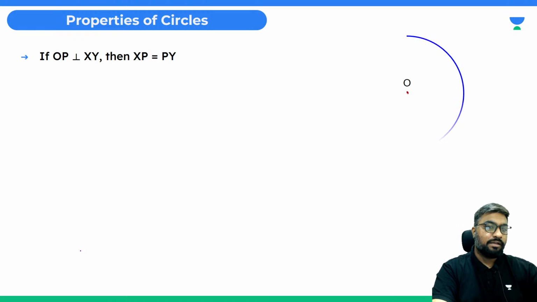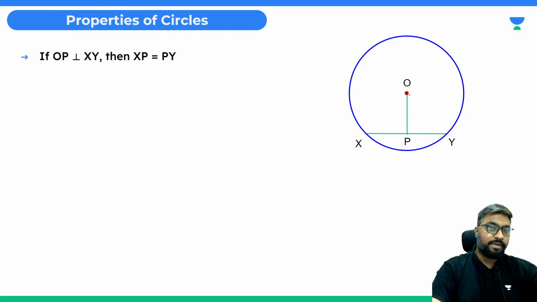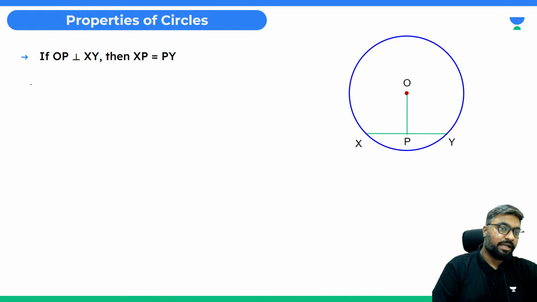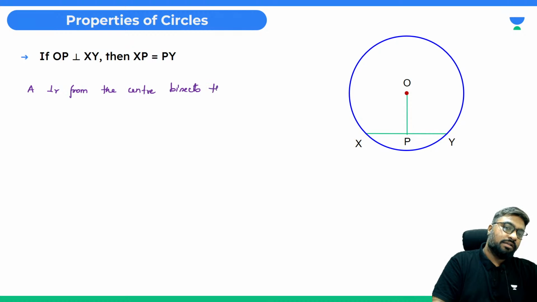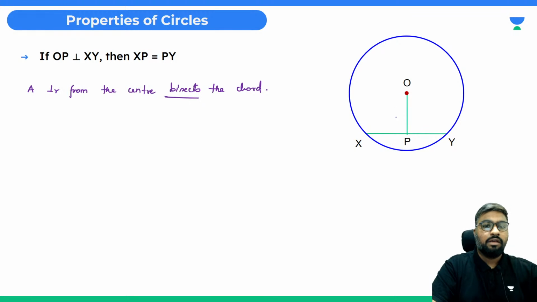if OP and XY are perpendicular, let's say a chord XY, I draw a perpendicular from the center. It has to be a perpendicular from the center, right? So a perpendicular from the center bisects the chord. If this is perpendicular, automatically it becomes a bisector. XP and PY will be equal.